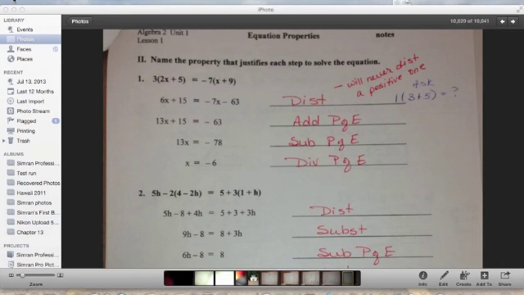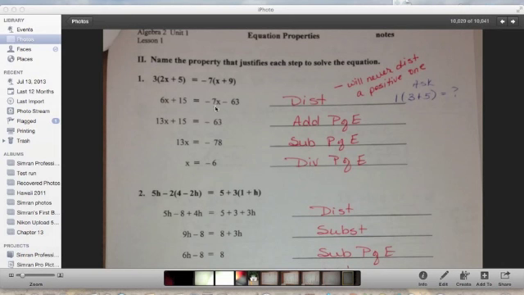Okay, so this is Algebra 2, Unit 1, Lesson 1, and what we'll be discussing here is what property is recognized or done to get from the previous line to this line. So over here we can see that the 3 was distributed in, along with the -7 was distributed in. So to go from line 1 to line 2, write the distributive property.